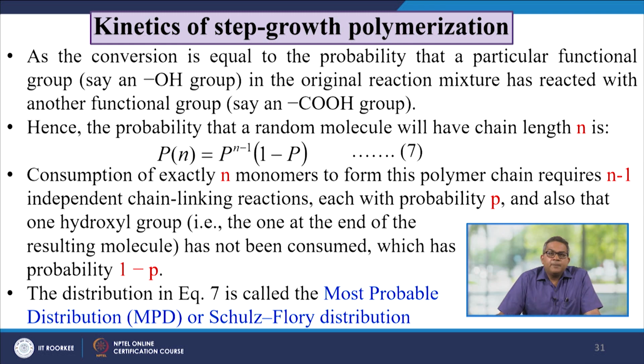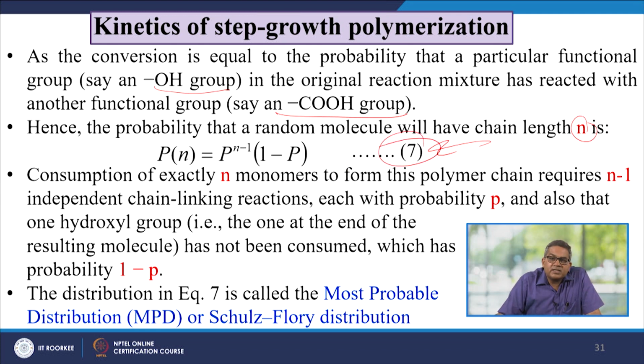Now, the conversion is equal to the probability that a particular functional group, say the OH group, in the original reaction mixture has reacted with another functional group, say the COOH group. Therefore, the probability that a random molecule will have length n, given by Pn, is equal to P to the power n minus 1, into 1 minus P, which is represented as equation number 7.